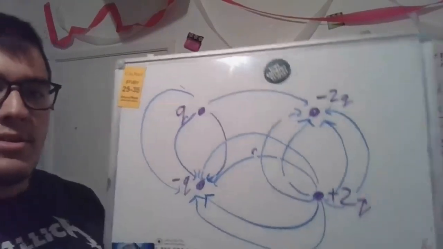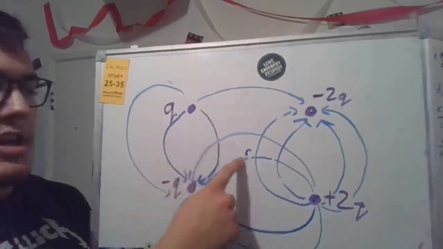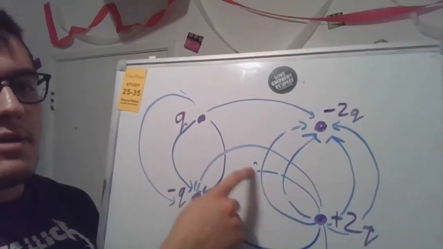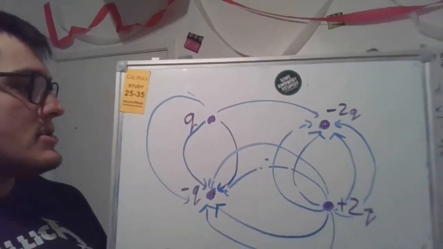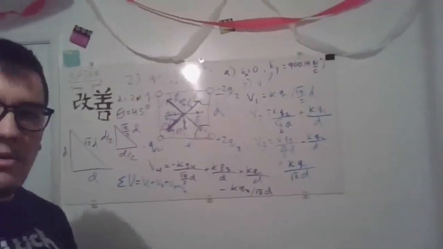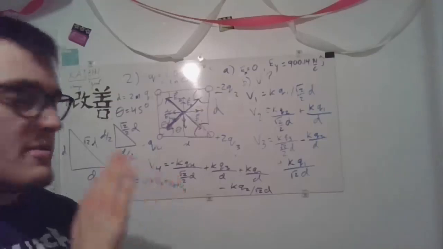I think you guys are right. All you need to do is say, what's the potential from this charge at the center, due to this charge at the center, due to this one, due to that one, due to this one, right? So I think what I did on the board here was all work. So this would be the correct answer for work, I believe.